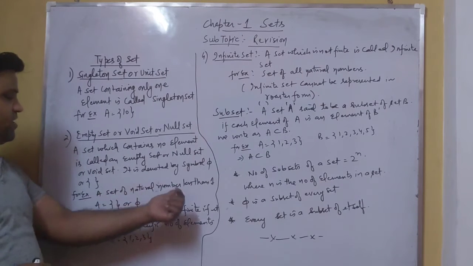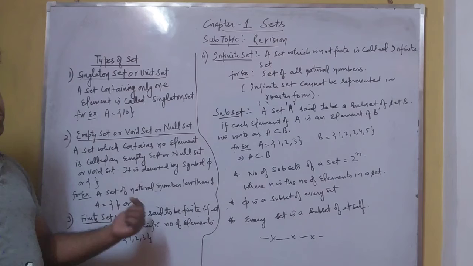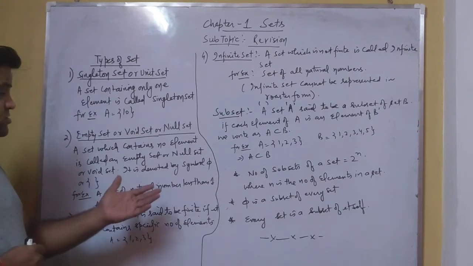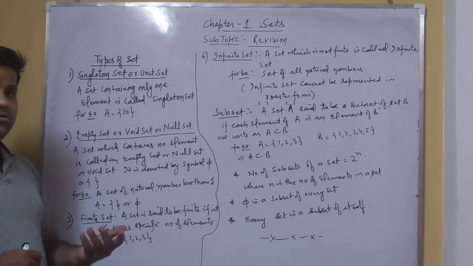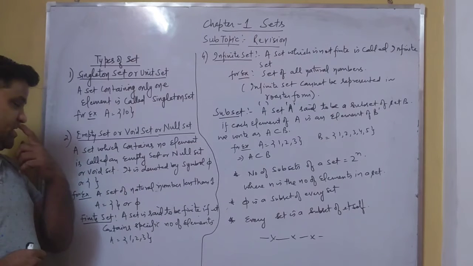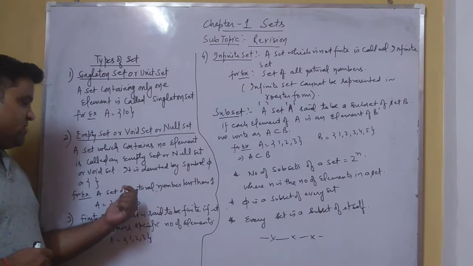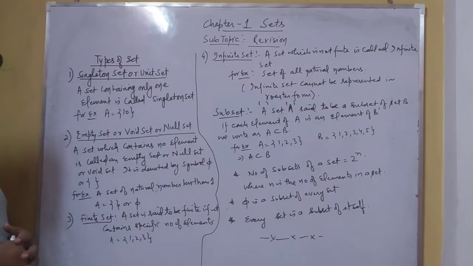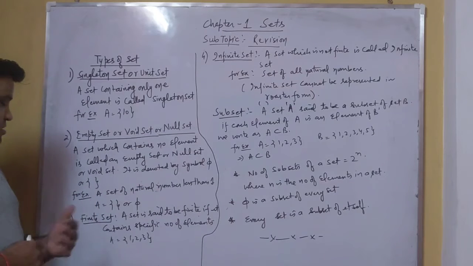For example, we have the set of natural numbers which are less than 1. We know that clearly it is an empty set because every natural number starts with 1, but here it is given that the set is of natural numbers less than 1. So clearly it is an empty set.